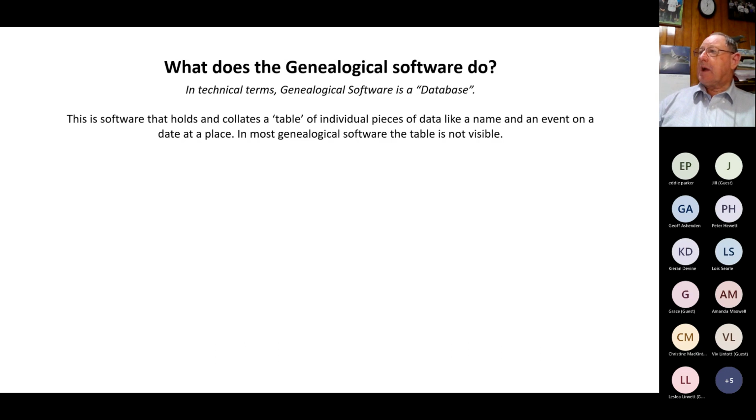Now then, what does genealogical software do? In technical terms, genealogical software is a database. This is software that holds and collates a table of individual pieces of data, like a name and an event on a date at a place. In most genealogical software, the table is not visible.